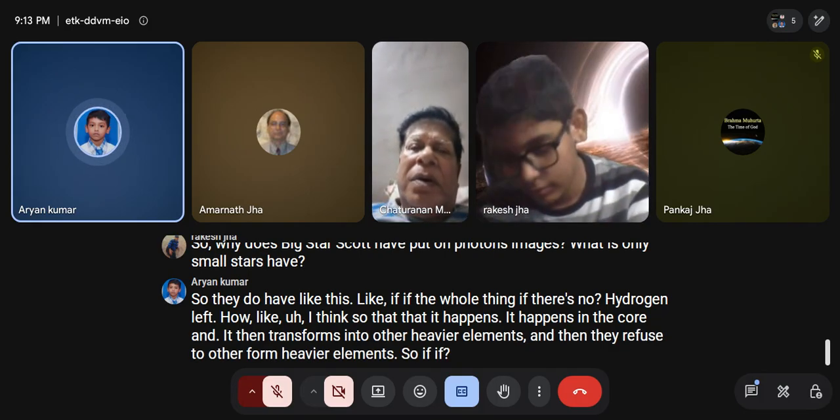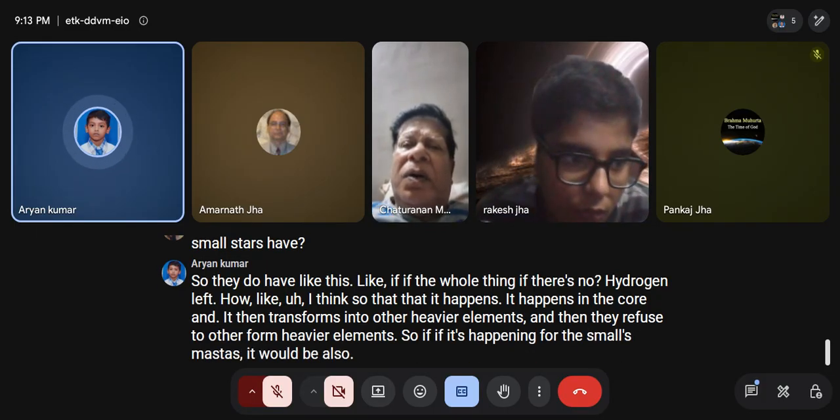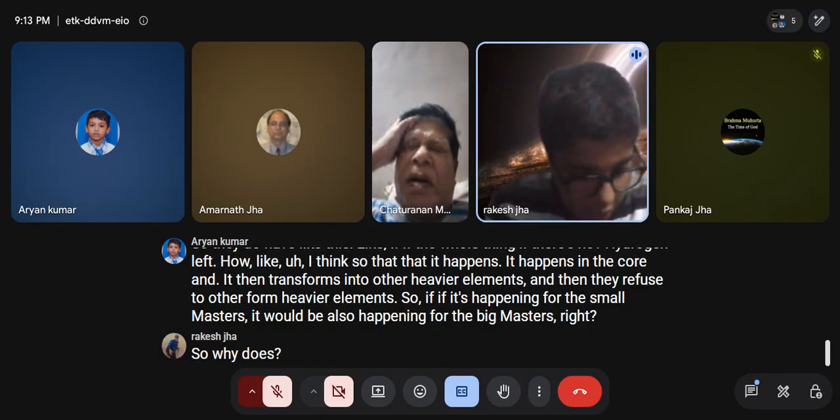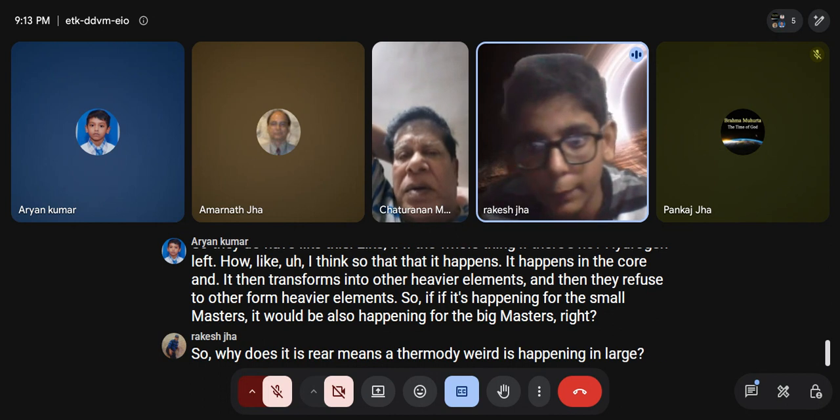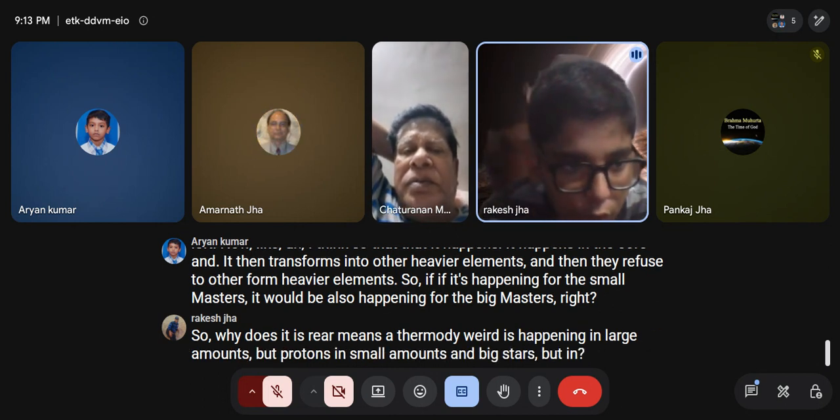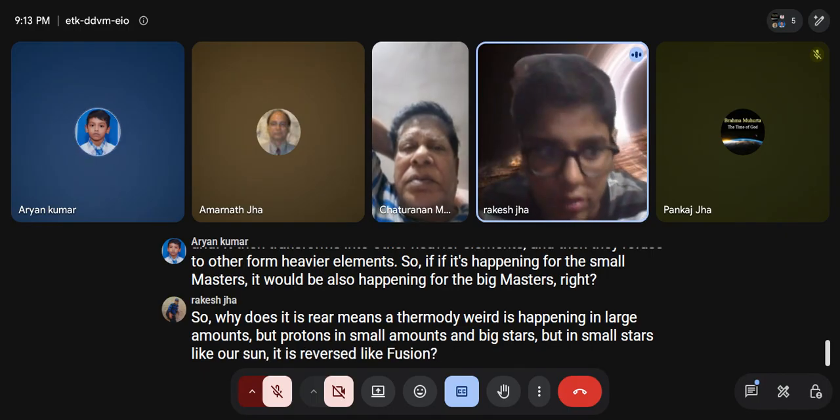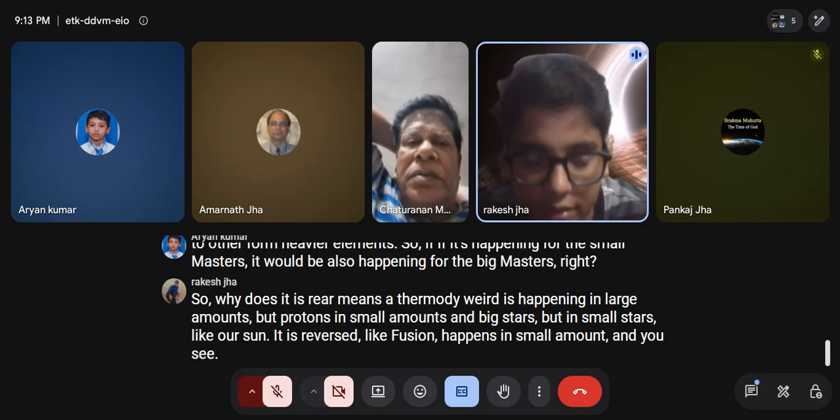So if it's happening for the small mass stars, it would also be happening for the big mass stars, right? So why is it rare? Means that thermonuclear fusion is happening in large amounts, but proton chain in small amounts in big stars. But in small stars like our sun, it is reversed: thermonuclear fusion happens in small amounts, and proton chain nuclear fusion happens in big amounts.